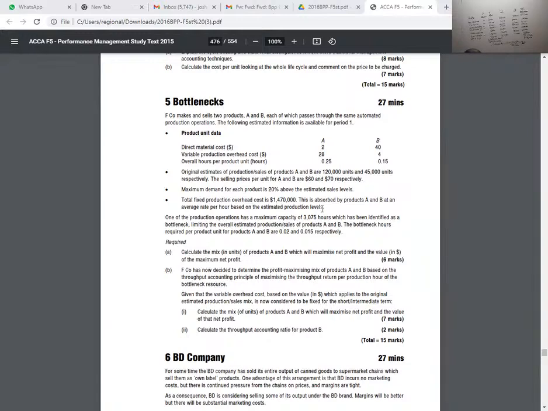No problem with fixed cost. I know I'll be able to place it in my profitability analysis. Then one of the production operations has a maximum capacity of 3,075 hours, which has been identified as a bottleneck or a limiting factor, limiting the overall estimated production and sales of products A and B. The bottleneck hours required per unit for products A and B are 0.02 and 0.0515 respectively. So they want me to maximize this in light of a key limiting factor.